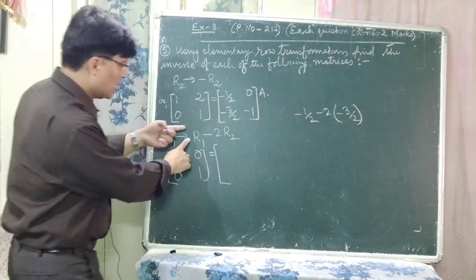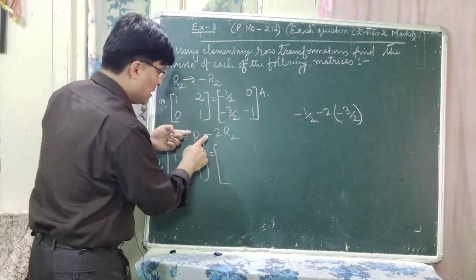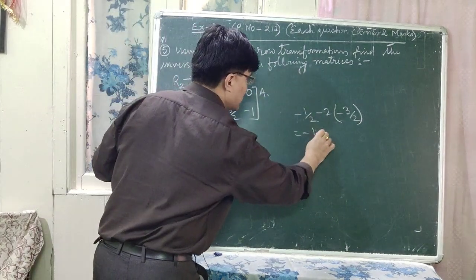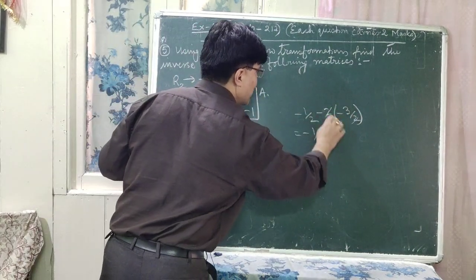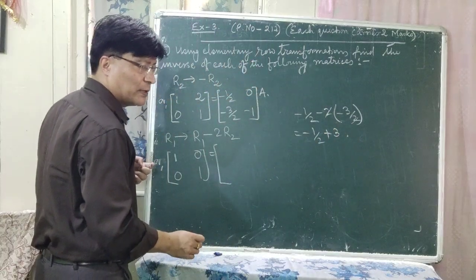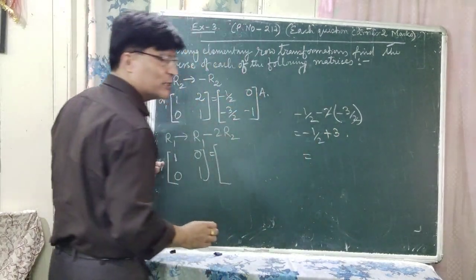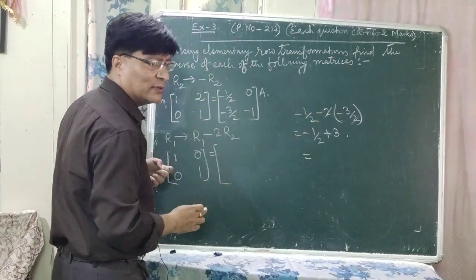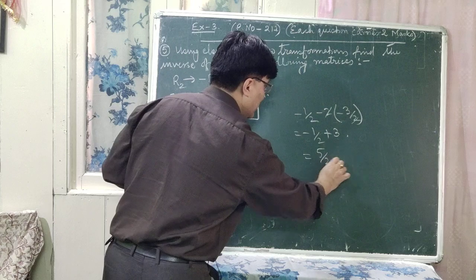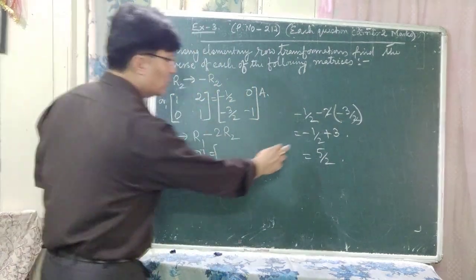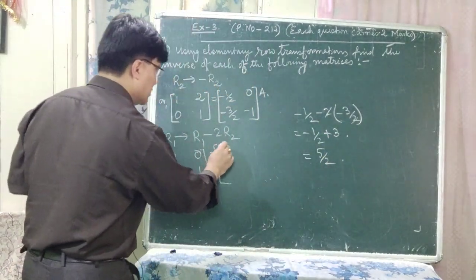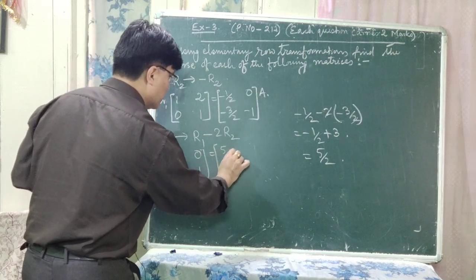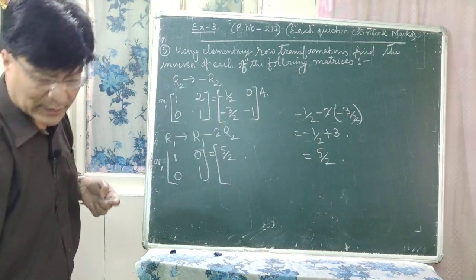Is that clear? R1 means minus half. Minus 2 into minus 3 by 2, right? So which is equal to minus half. This minus 2 and minus 2, the plus 2 gets cancelled. This is your 3, right? So how much is it now? 3 2s are 6. What is 6 minus 1? It is 5. So it is 5 by 2. Understood? 3 2s are 6 minus 1, 5 by 2. So this will be your 5 by 2, right?